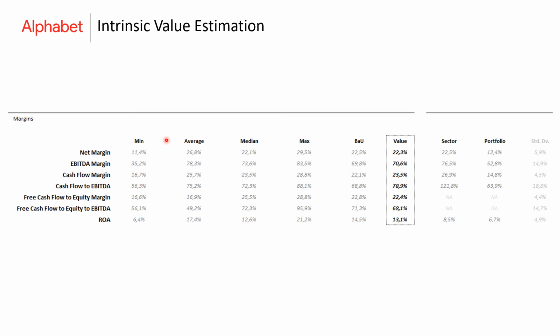In terms of margins, looking here at the net margin, I have estimated the minimum, the maximum, the average value, the median, and the business as usual over the last 6 years, and the estimated value for the next 10 years is 22.3%, with a standard deviation of 5.9%. The same thing for the other indicators.